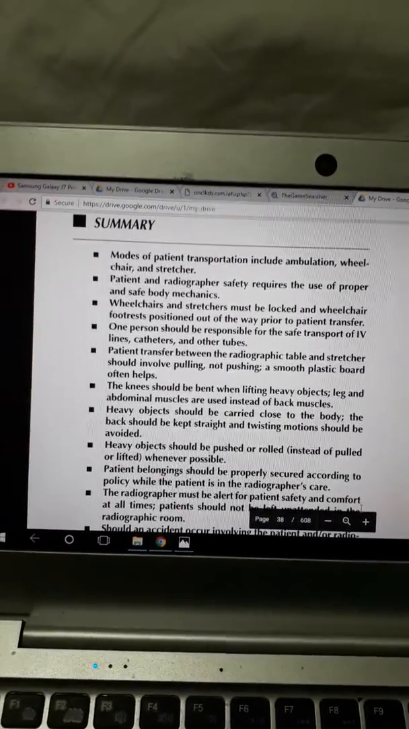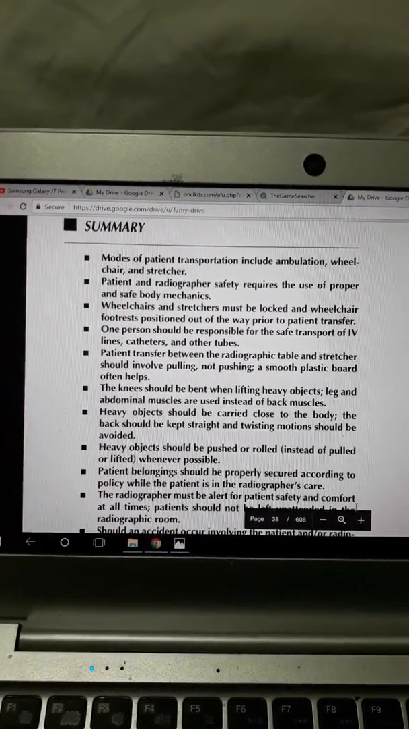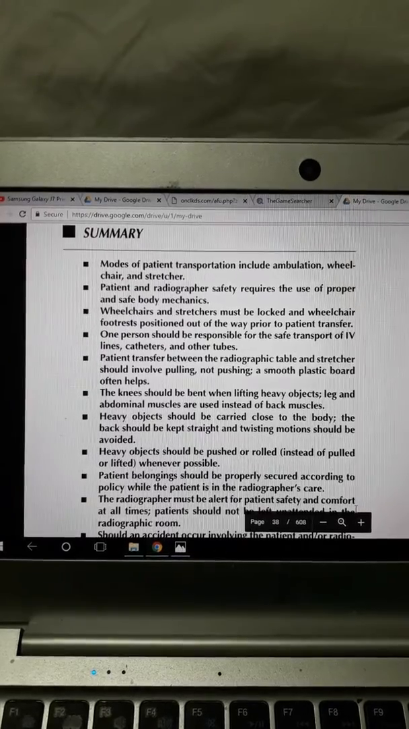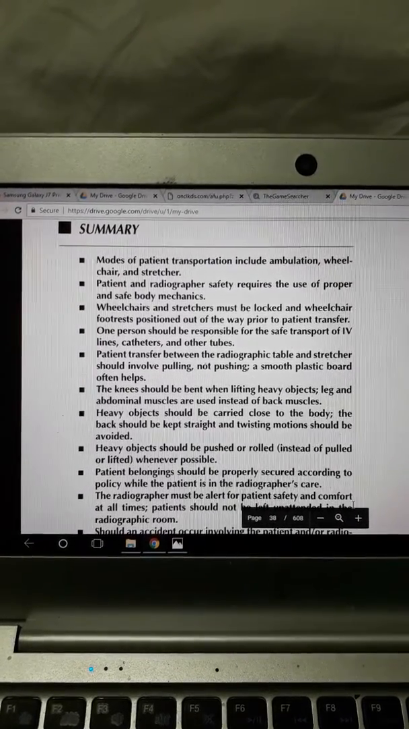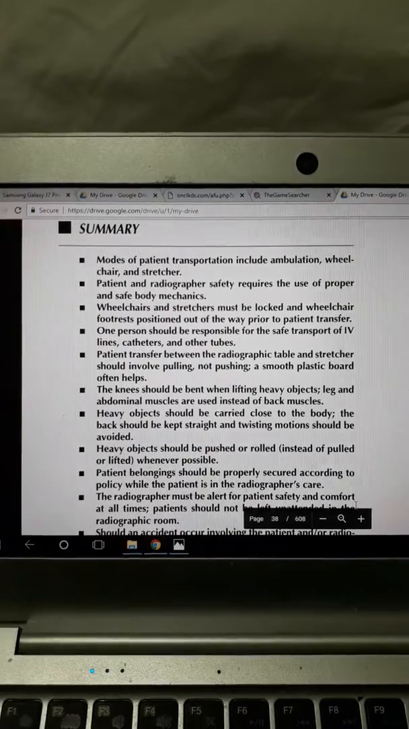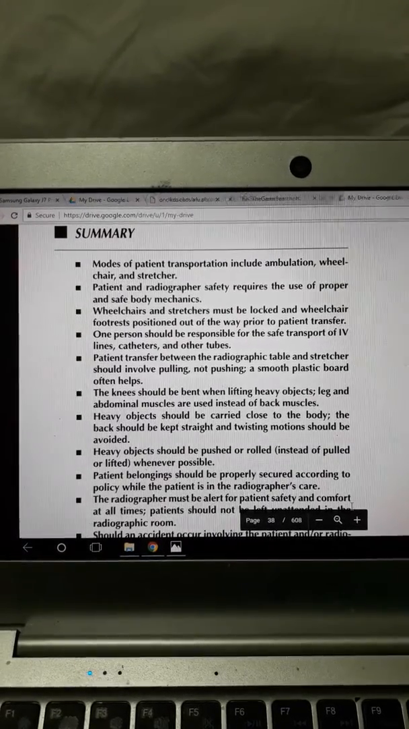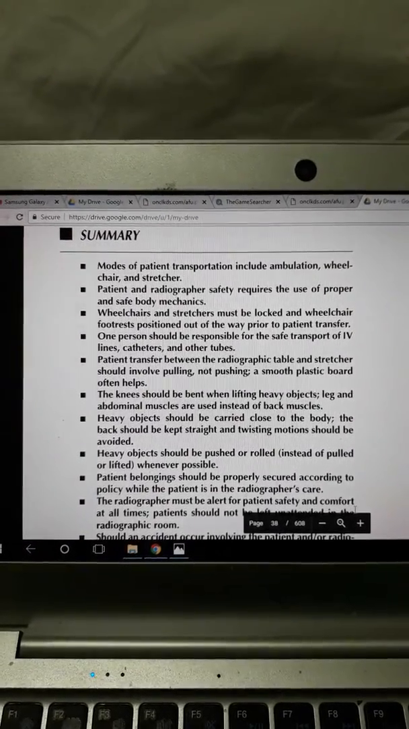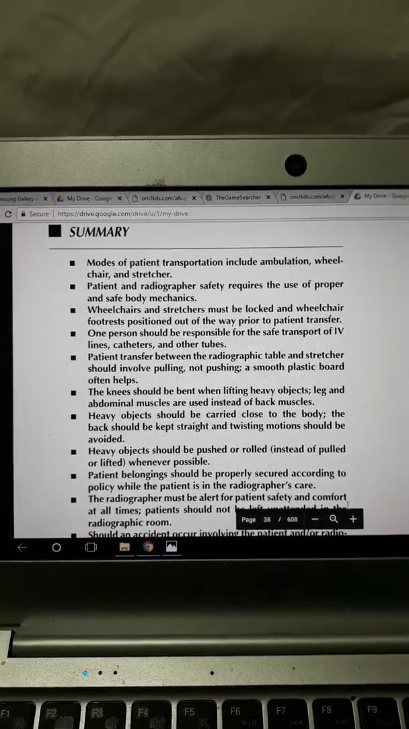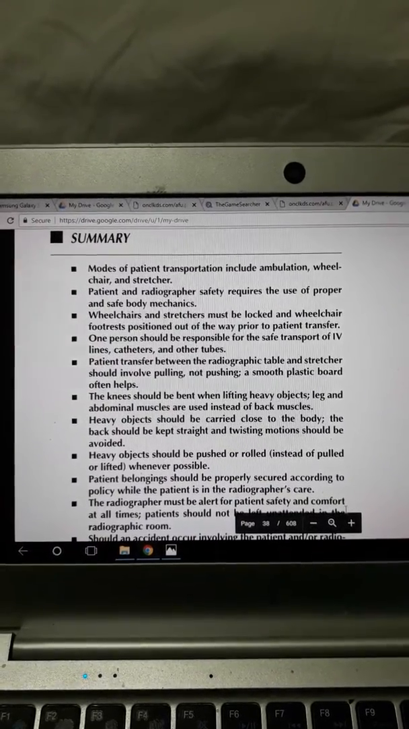Next summary: the modes of patient transport include ambulance, wheelchair, and stretcher. Patient and radiographer safety require the use of proper and safe body mechanics. Wheelchairs and stretchers must be locked and wheelchair footrests positioned out of the way prior to patient transfer. One person should be responsible for the safe transport of the IV line, catheter, and other tubes. Patient transfer between the radiographic table and stretcher should involve pulling, not pushing. A smooth plastic board often helps.